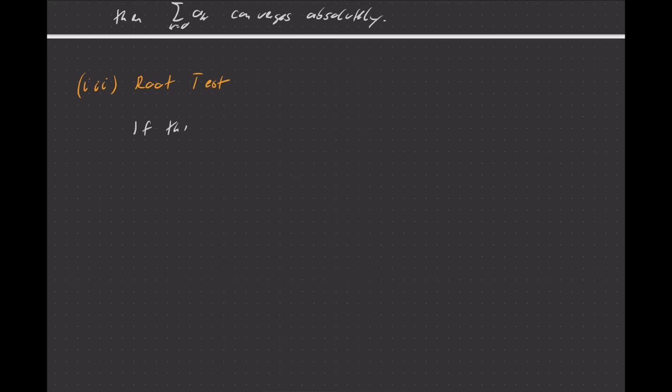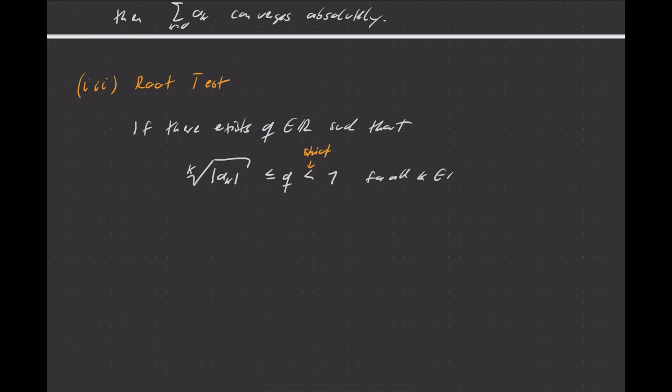If there exists, again, such a q in R such that the following holds. Now for the root test, we take the kth root of the absolute value of a_k, and that kth root needs to be less or equal to the constant q, which is in turn strictly less than 1. So again, please note there's a strictly less than 1 here. Equality doesn't cut it. And again, we need that for all k in N0.